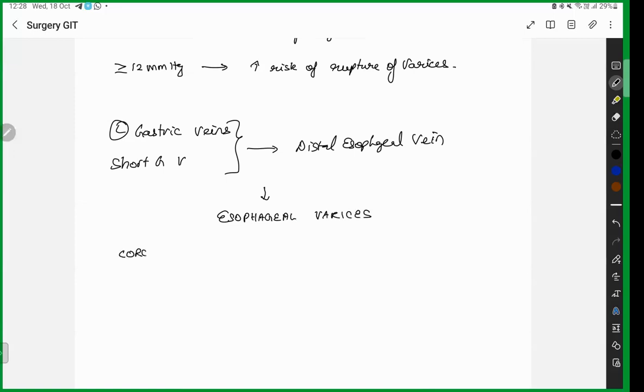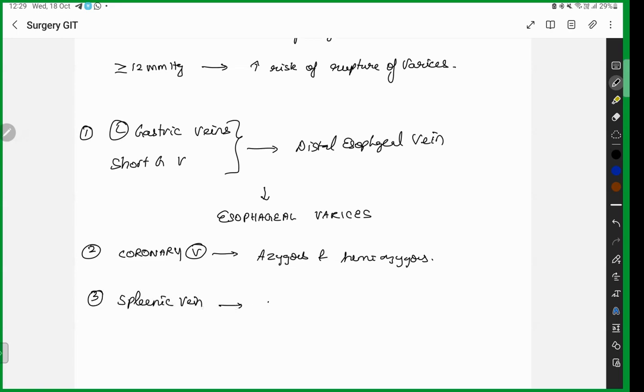Then you're going to have coronary veins. Coronary veins are going to get anastomosed with the azygous and hemiazygous. Okay, that is going to be the second one. So first, we have different portosystemic shunts, that is what I'm explaining. Number 1, esophageal varices. Number 2, your coronary vein getting anastomosed with the azygous and hemiazygous in the vertebral venous plexus. Number 3 is going to be your splenic vein. Your splenic vein is going to get anastomosed with your left renal vein. That is going to be the third anastomosis.